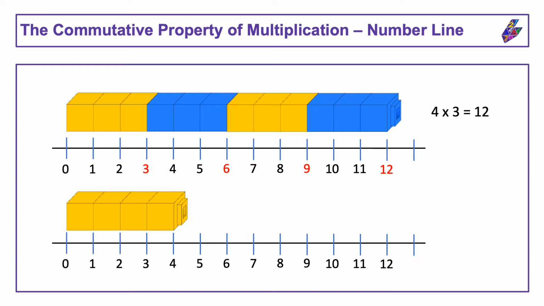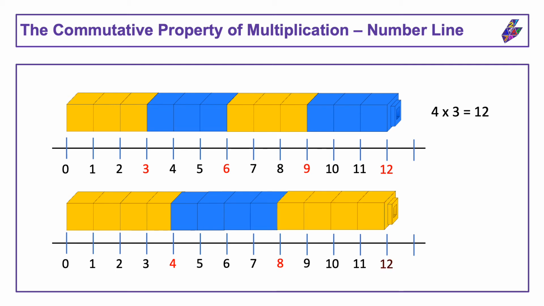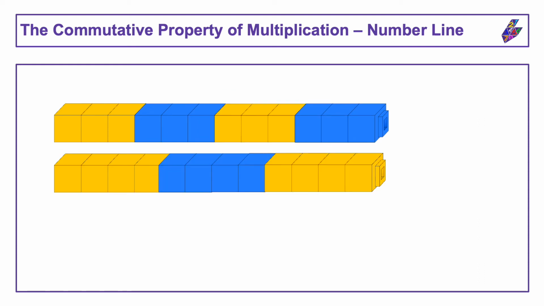In the second set, we're going to put our cubes into groups of 4. 1 group of 4 is 4 cubes, 2 groups of 4 is 8 cubes, and 3 groups of 4 is 12 cubes. So 3 times 4 equals 12. Again, we can see that when we're multiplying, it doesn't matter which order the factors are in. The product is still the same.